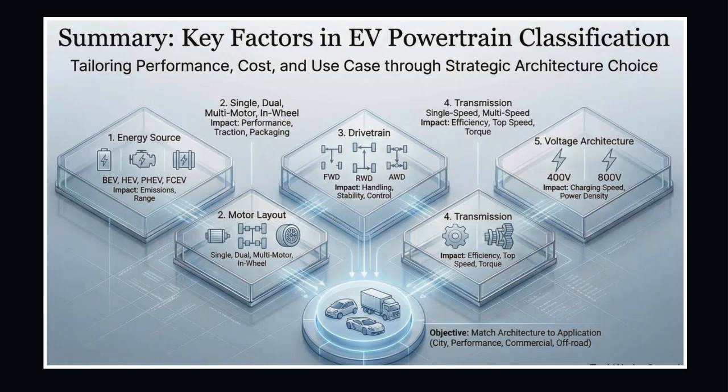EV powertrains can be classified in multiple ways: by energy source, by motor layout, by wheel drive configuration, by transmission, and by voltage architecture. Each classification gives us clarity about the vehicle's purpose, performance, cost, and technology level. Understanding these classifications helps engineers choose the right powertrain architecture for specific applications in passenger cars, commercial vehicles, high-performance cars, and even off-road vehicles. In the next session, we will explore EV component nomenclature and how to read specifications of motors, batteries, inverters, and drivelines.